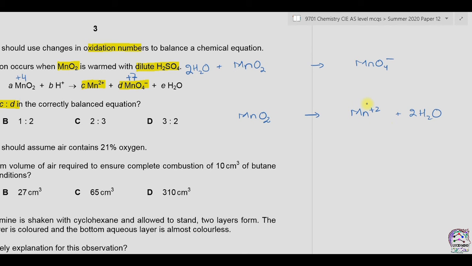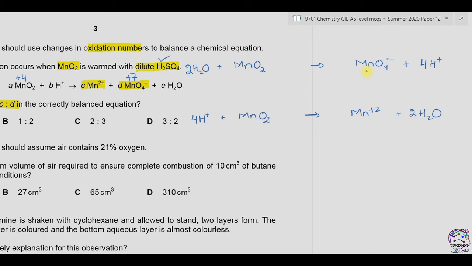so that the number of oxygen is balanced on both sides. As this equation is in acidic medium, we have to balance the number of hydrogen atoms by providing hydrogen ions on the opposite side. In the reactant side we have 4 hydrogen atoms, so we can balance that by providing 4 protons. For the second equation we also have 4 hydrogen atoms, so we can balance that by providing 4 H plus ions.